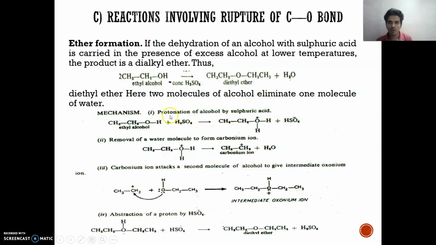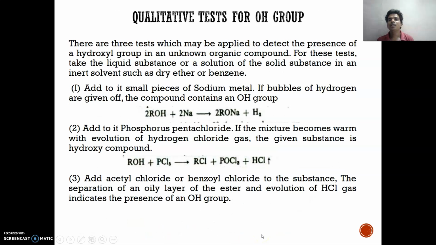So here is the mechanism. Protonation takes place first of all, same steps, then removal of the water molecule gives a carbonium ion. Then the carbonium ion attacks the second molecule of the alcohol, and an intermediate oxonium ion is formed. In the fourth step, there is abstraction of the proton by H2SO4, and diethyl ether is formed. These are all chemical reactions, and we'll move toward the next topic.